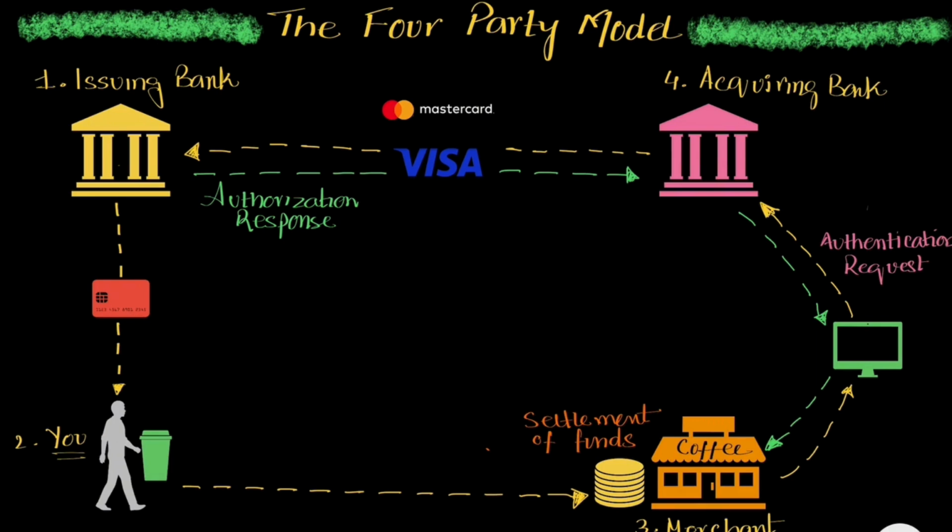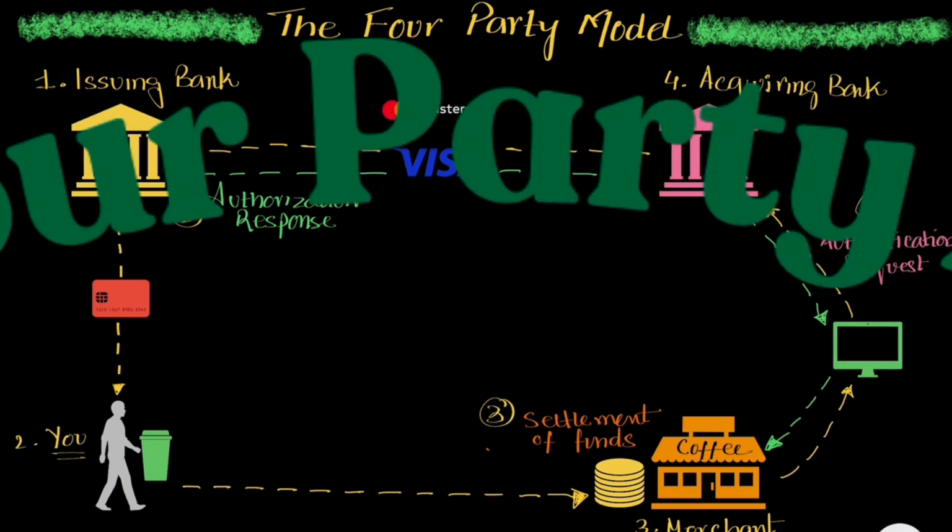In a nutshell, 3 things have happened here. First, an authentication request sent to the issuing bank, followed by an authorization response from them, and finally, the settlement of funds to the merchant's bank account. This is how the 4-party model works.